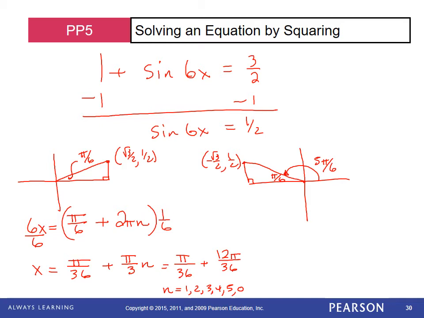Okay, same thing over here. Can you guys do this one over here? And then we'll put down the answers here. You guys do the same thing for 5 pi over 6.